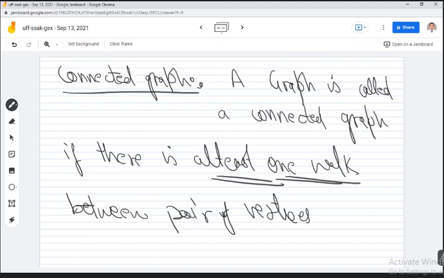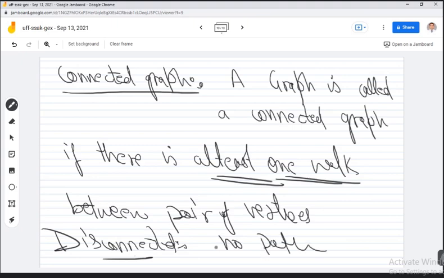Okay, so that is a connected graph and a disconnected graph. If there is no path between any pair of vertices, that will be a disconnected graph.